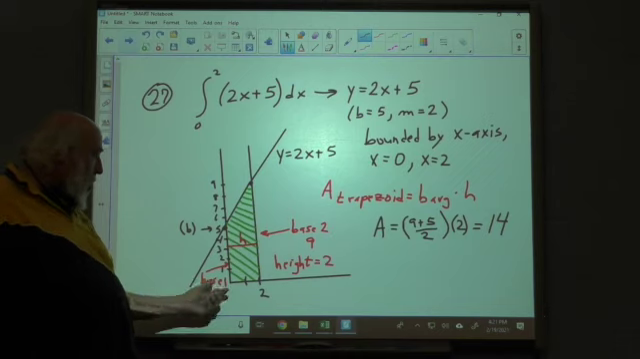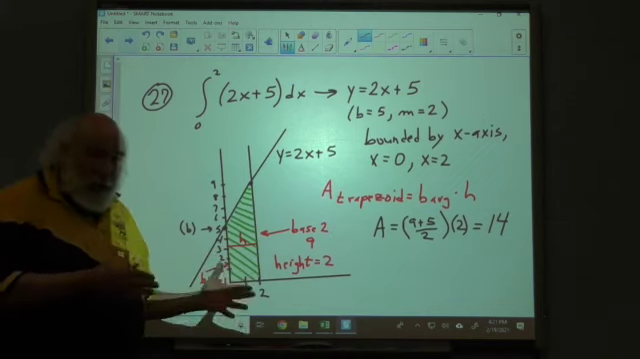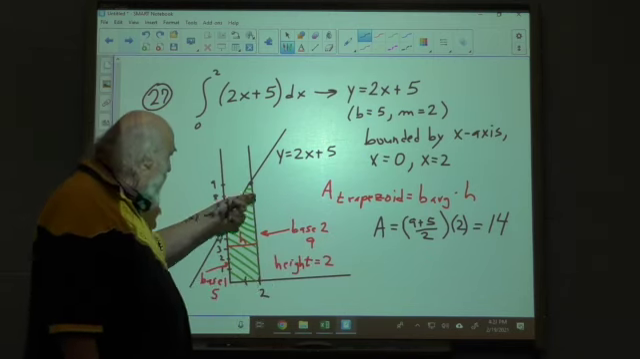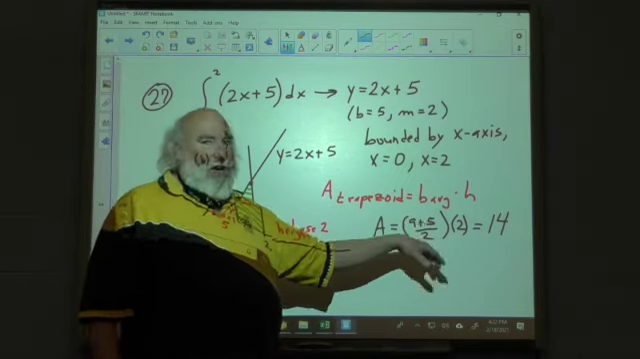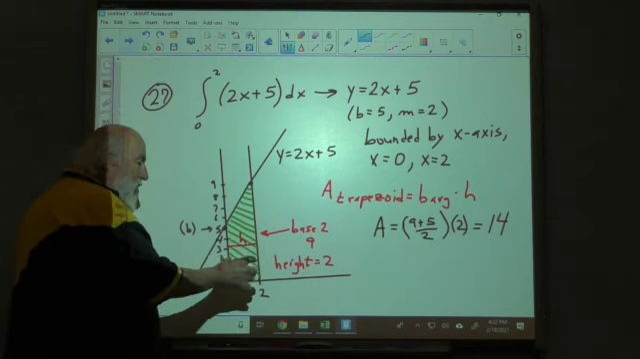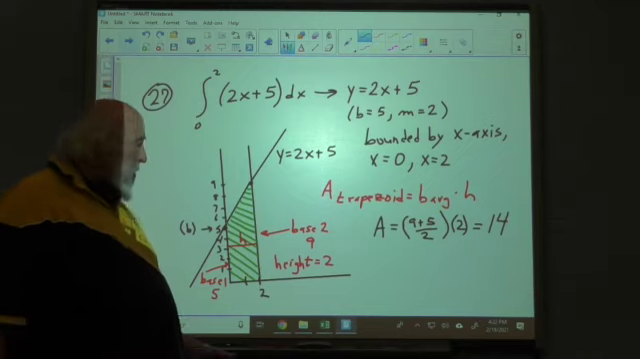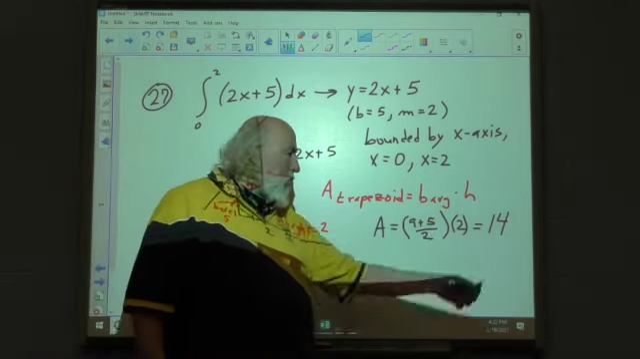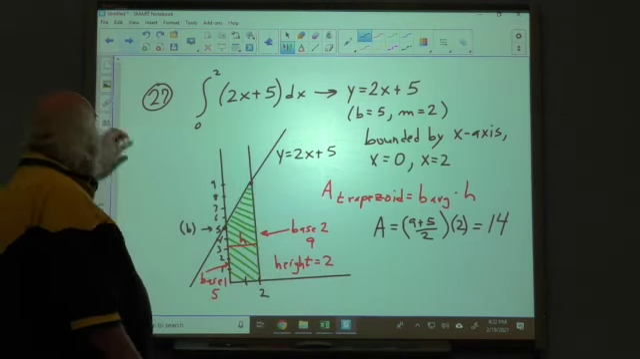I call this base 1, which is 5. And parallel to that, the two bases must be parallel to each other, the second base, or base 2, is 9, going from here to here. So the average base would be the sum of 9 plus 5 over 2, which of course is 7, times the height. And the height is the difference between the two bases. How far apart are they? And as you can see, that is 2. So we multiply by 2. 7 times 2 is 14. And so our area is 14.